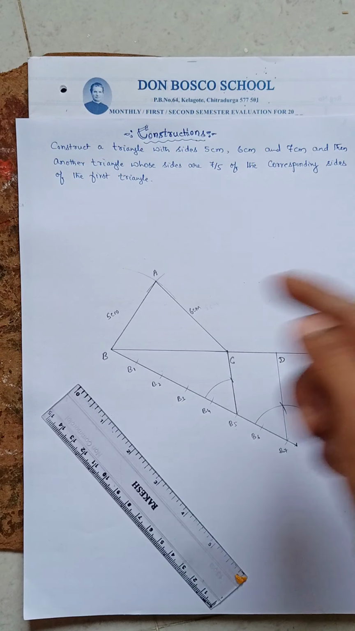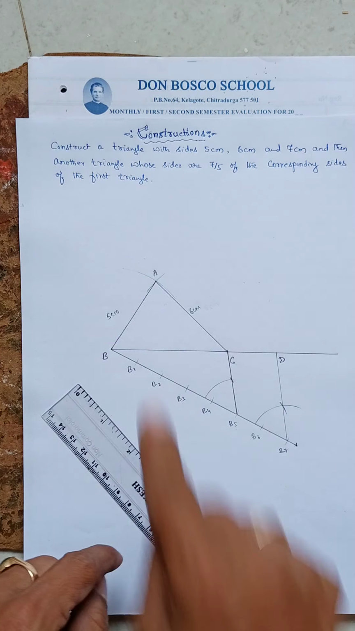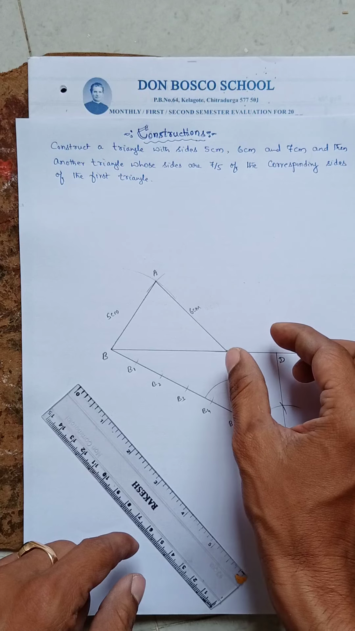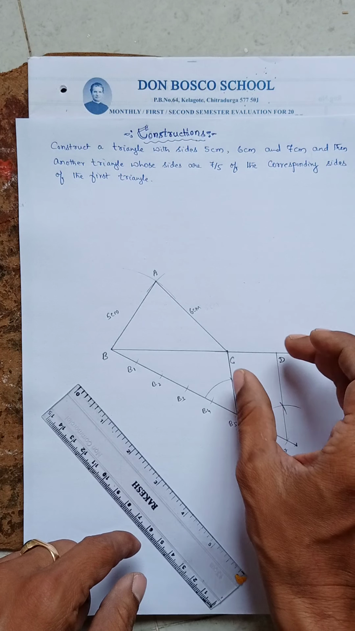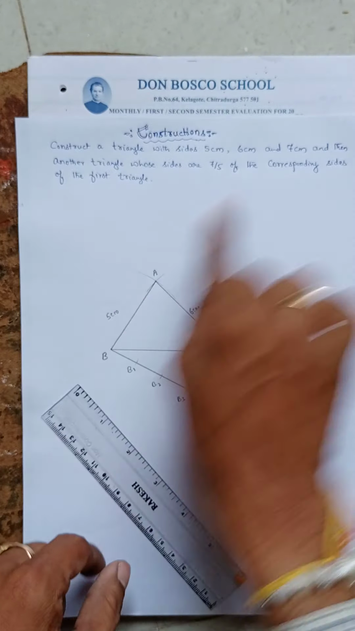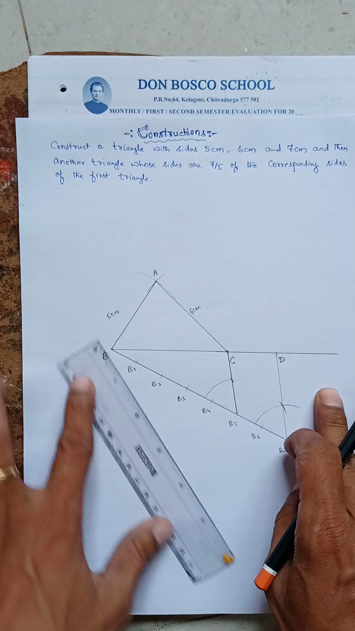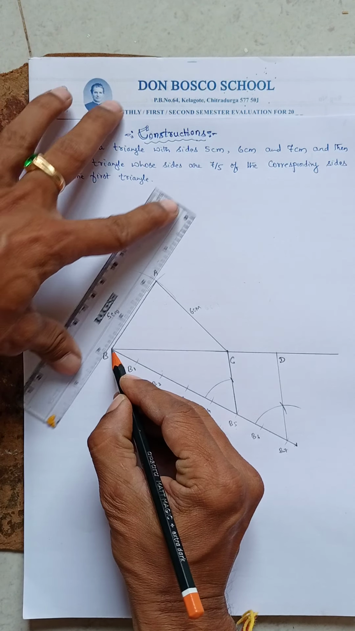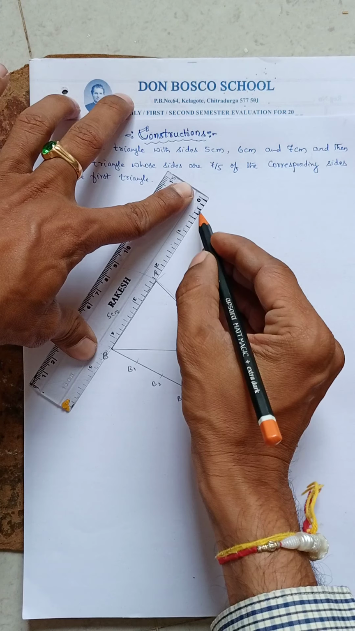Now we have to construct a triangle similar to the given triangle. We have to get one more triangle. So here we have to draw a parallel. For that, let me extend this AB, similar to BC here. Extend this.